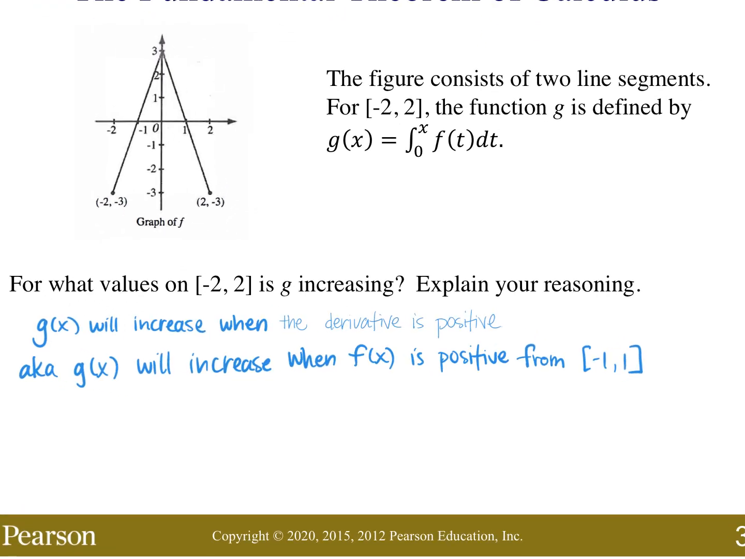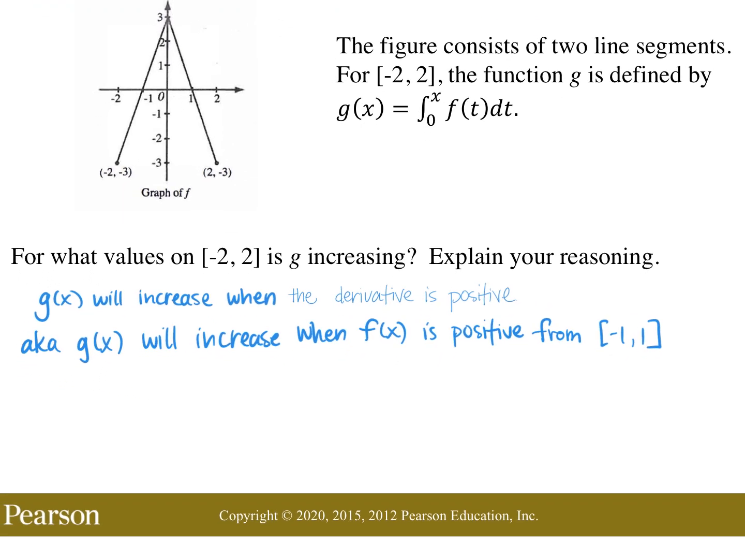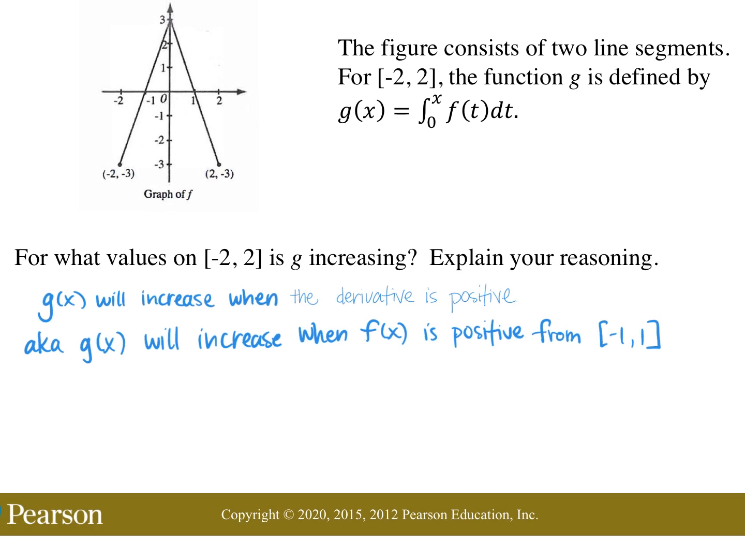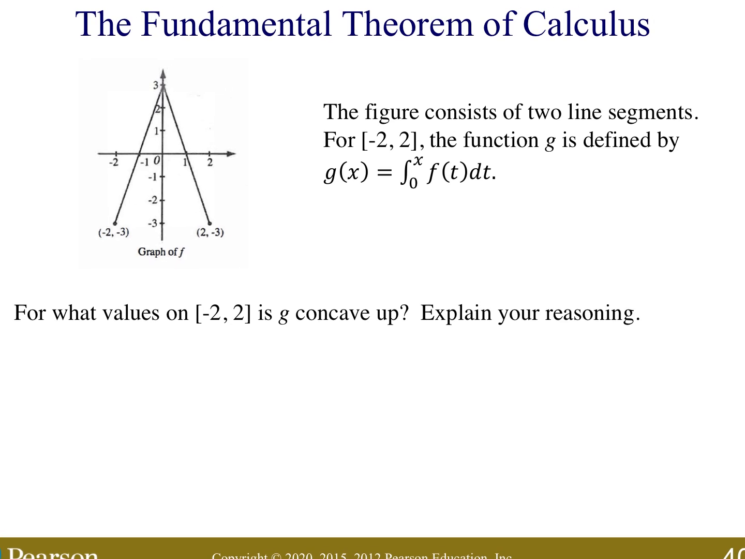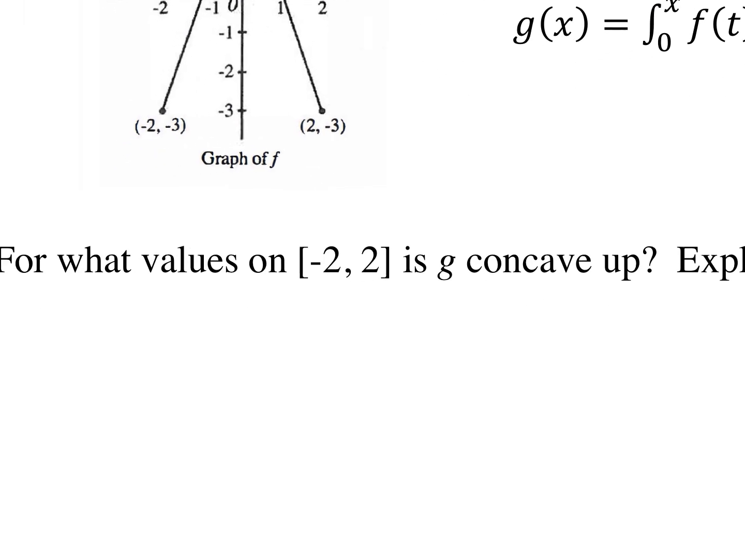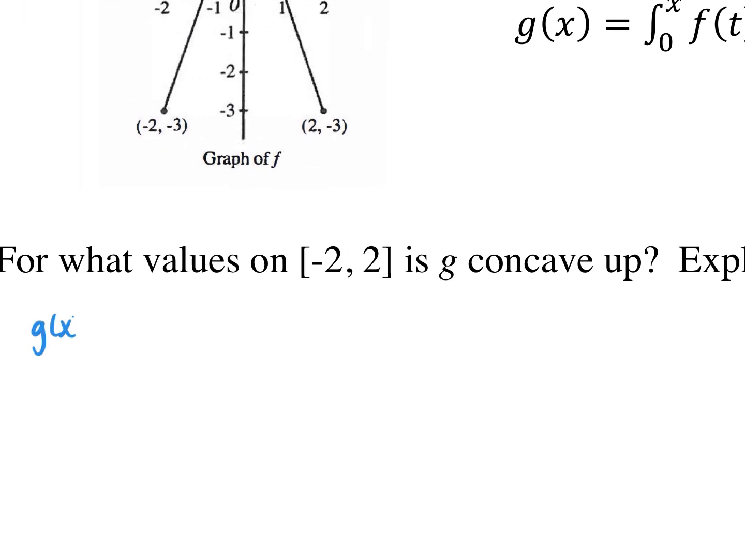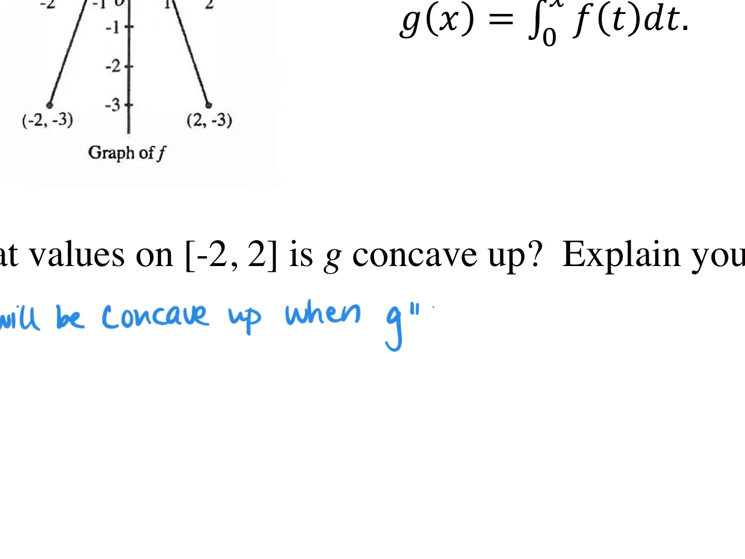Okay, these are not easy because they take you thinking about a definition before you jump to try and answer the question. Okay, let's try something about concavity. For what values from -2 to 2 will G be concave up? All right, well, define G being concave up. G of x will be concave up when what is true? When G double prime is positive.